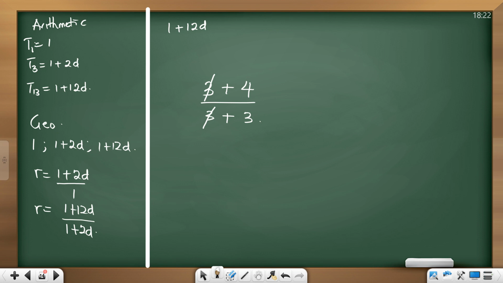Yes, I'm listening. T3 over T2. Yes. Cross multiply. Over 1. So what do we do? We cross multiply. Again, do you see we're cross multiplying 2 fractions with an equals?